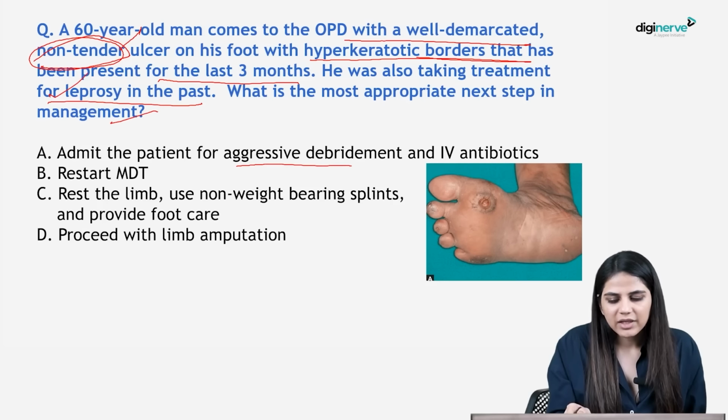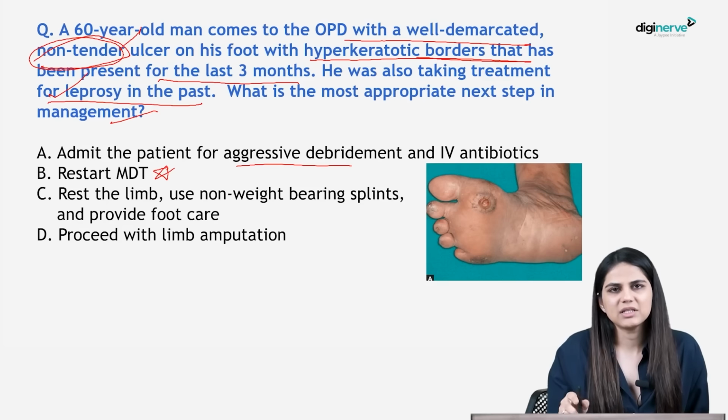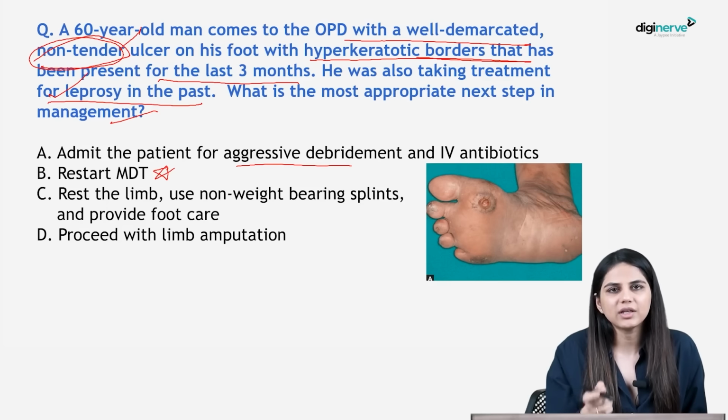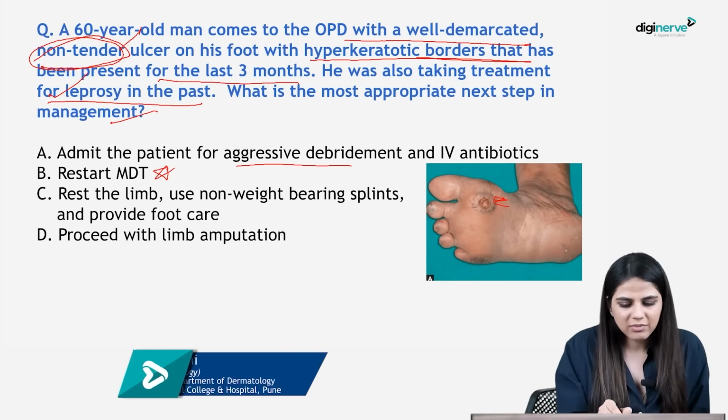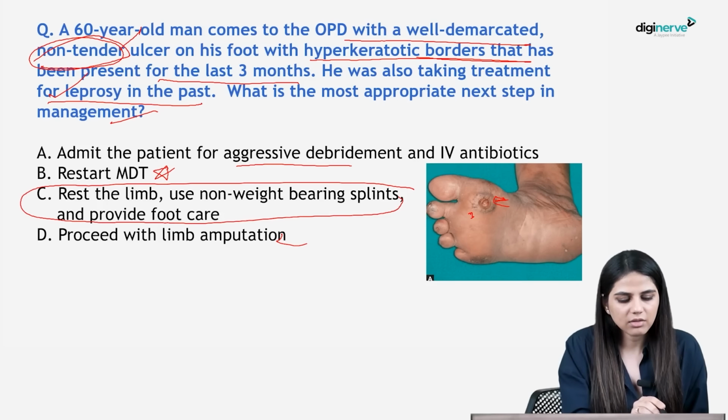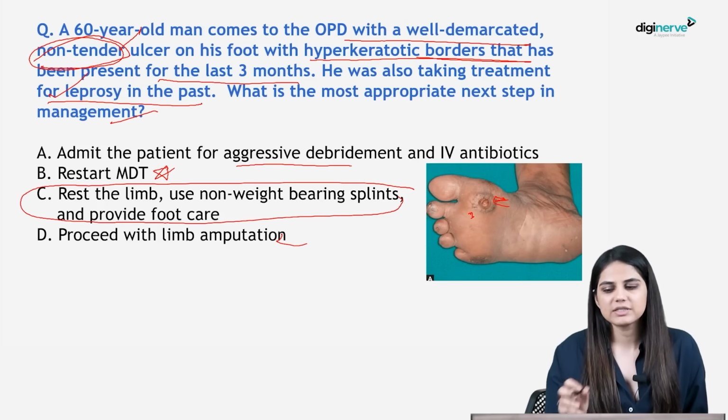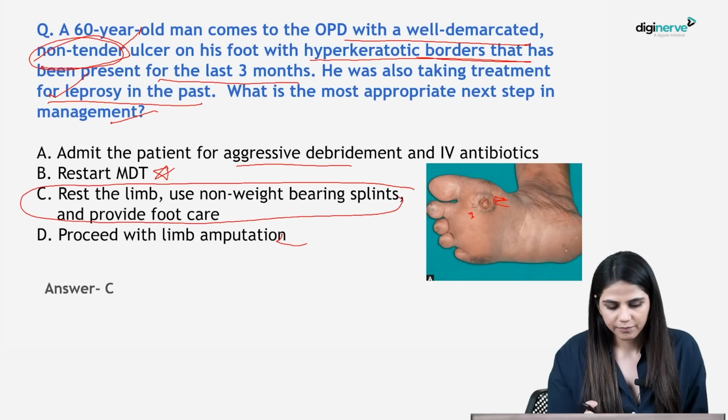Aggressive debridement, IV antibiotics. It is not infective. So why do we need to debride it aggressively? They have not mentioned infection here. Restart MDT. No, there is no need to restart MDT if the entire duration is complete. This can be a residual deformity here. Remember that. Proceed with limb amputation. For a little ulcer, why are we amputating the limb? So logically also, rest the limb, use non-weight-bearing splints and provide foot care is the correct answer. The answer is C.